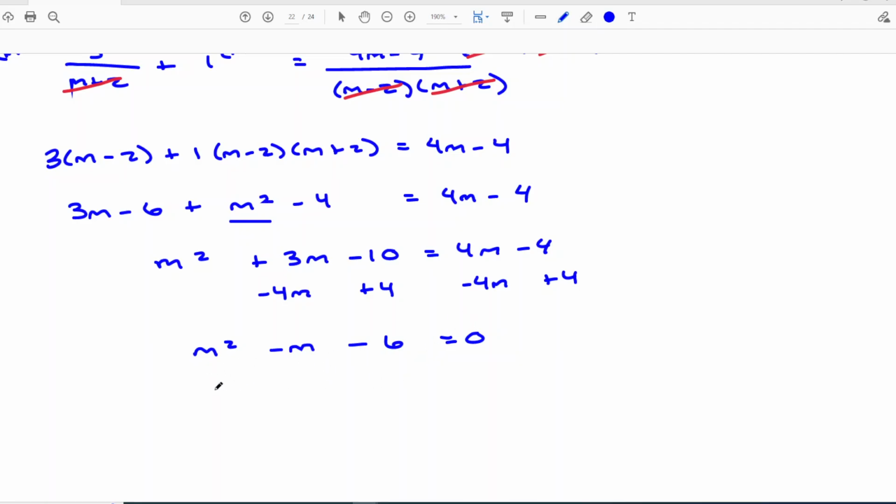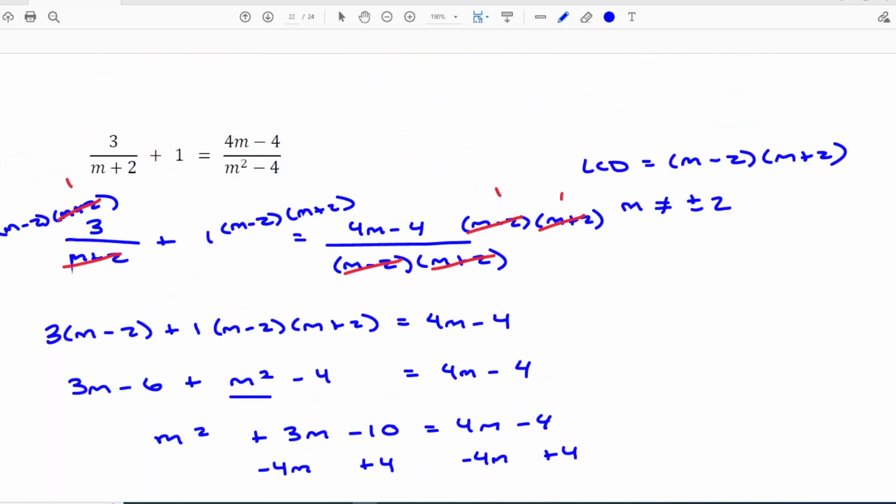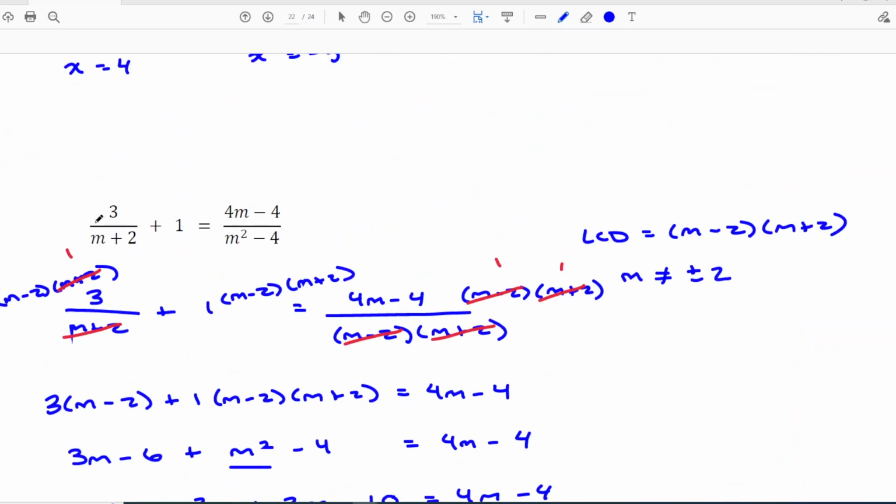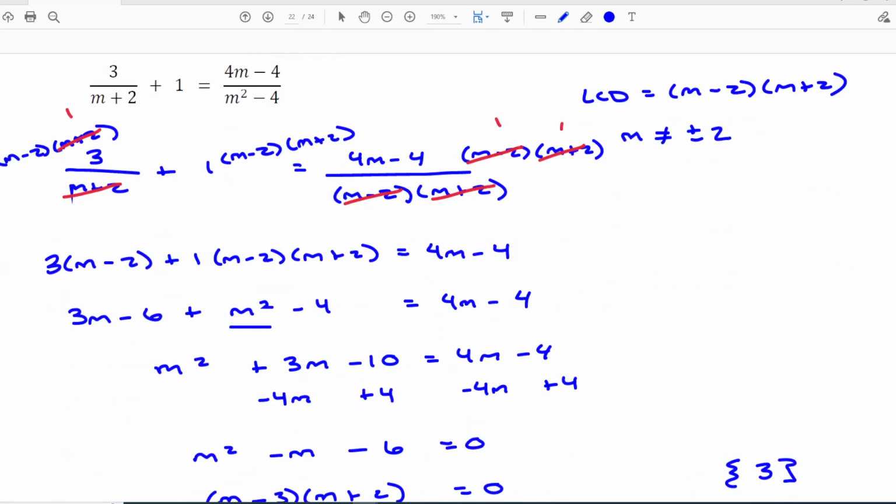Then I'm going to factor this. Two numbers that multiply to give me negative 6 and add to give me negative 1 are negative 3 and positive 2. And then I'm going to solve. This is going to give me m equals 3. This one's going to give me m equals negative 2. Then I'm going to check against my domain restrictions. M cannot equal negative 2 or positive 2, so this is not an answer. And I would say that my only answer is 3. And if I wanted to make for surely sure, I could just plug it into the original equation and make sure that left side does in fact equal right side.